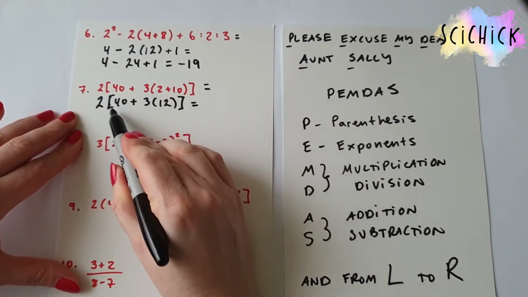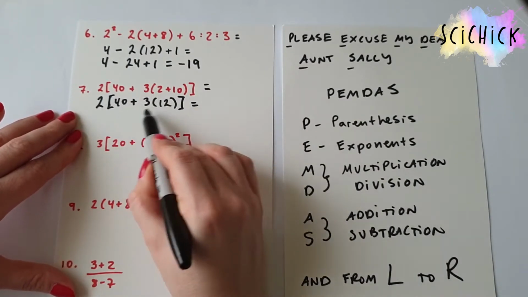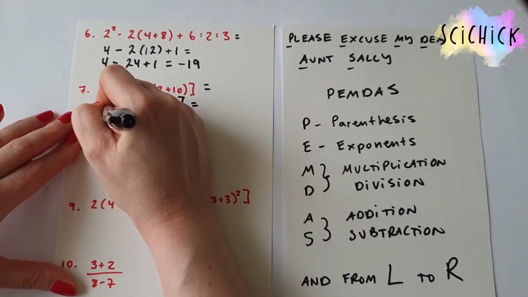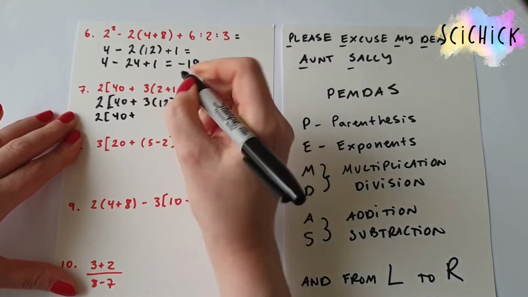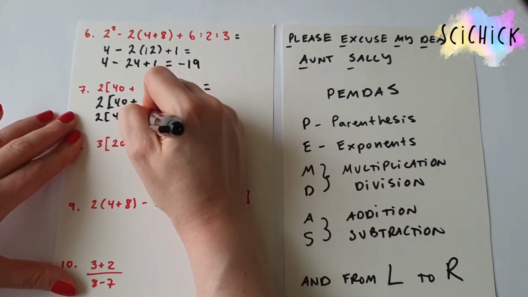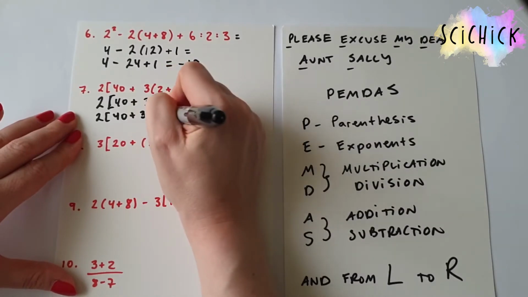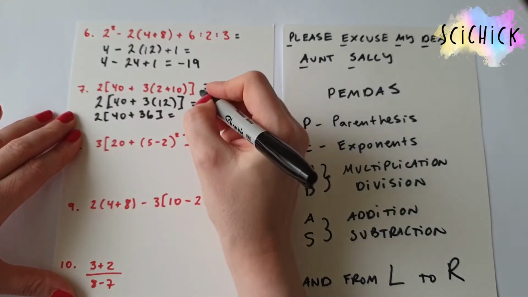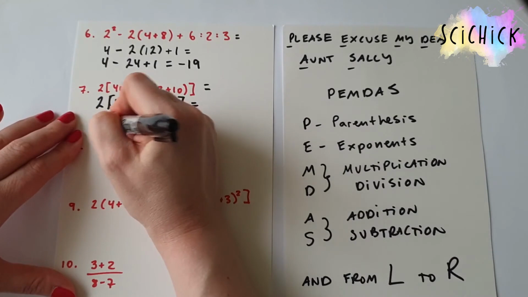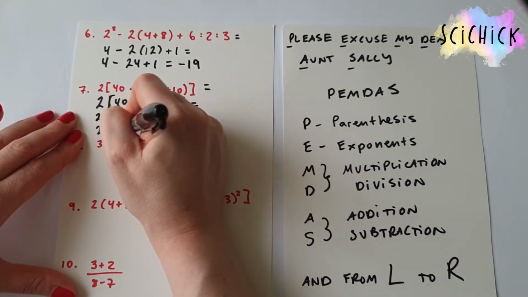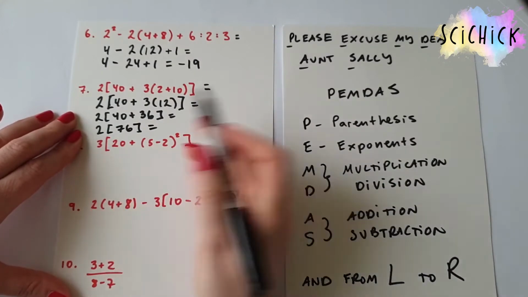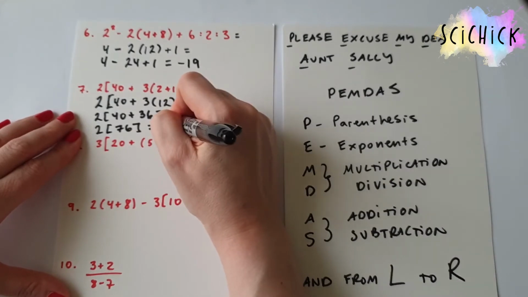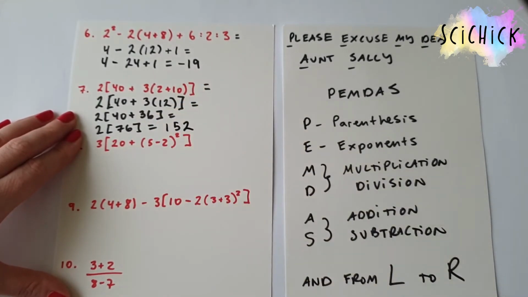Now I need to fix this guy. So this is my second parenthesis, but I still have multiplication in here, so I'd like to get rid of it. So I'm just going to write 2 again, bracket opens, 40 plus 3 times 12, 36, bracket closes, equals. Okay, now I have 40 plus 36, which is 76. So 2 times bracket 76 equals. And this is just simple multiplication. So 2 times 76 is 152.